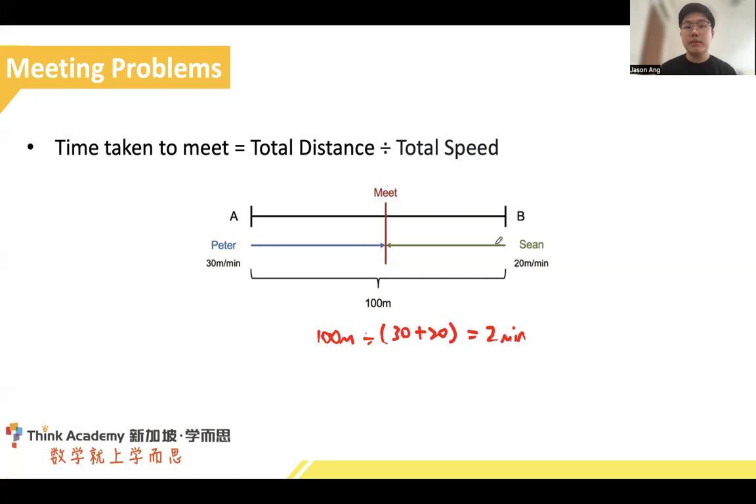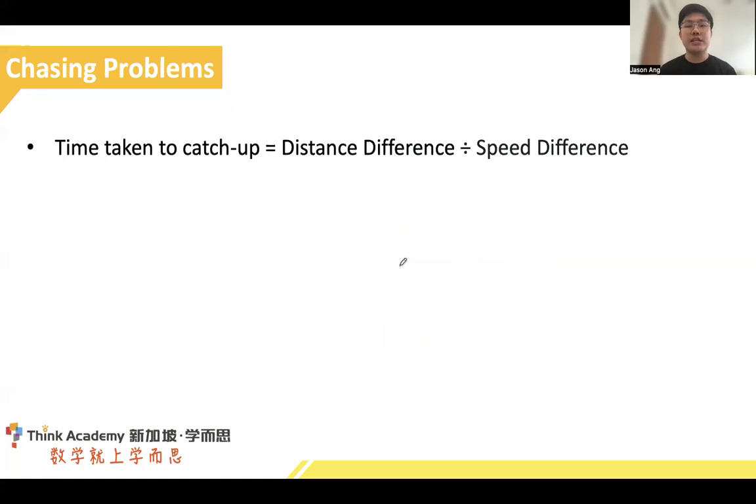And this makes sense because 2 minutes by Sean will be 20 times 2, which is 40. And 30 times 2 will give us 60 for Peter. The combined distance here is 100 meters. It's correct. Now, let's talk about chasing problems.